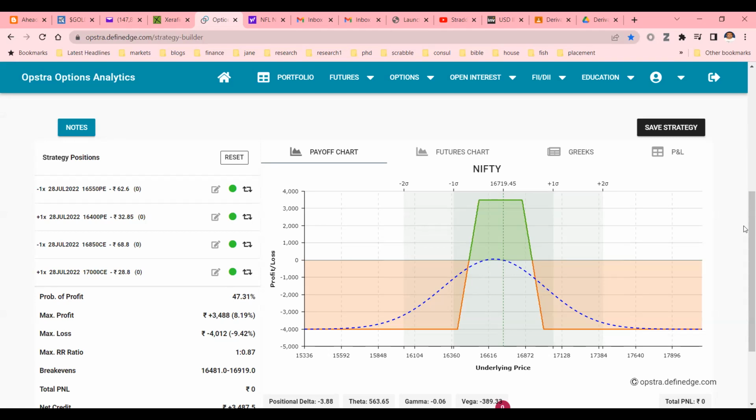So now, when do we lose money on this strategy? When do we make money on this strategy? What do you think? Yes, students?